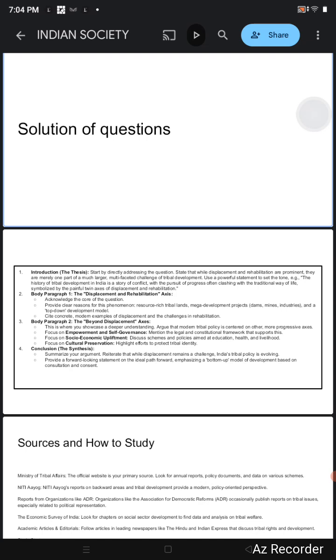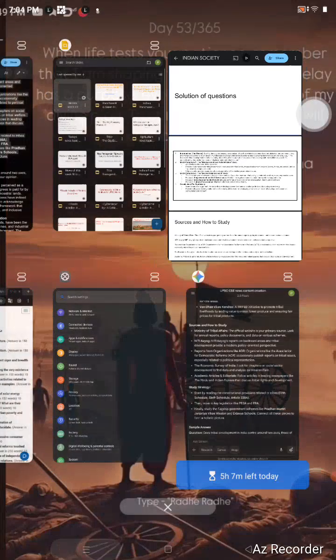Focus on socio-economic upliftment. Discuss the schemes that are a stimulus for the development of tribals, and policies that aim at health, education, and livelihood, and focus on cultural preservation as well. Highlight efforts to protect tribal identity. Let me show what those initiatives are.